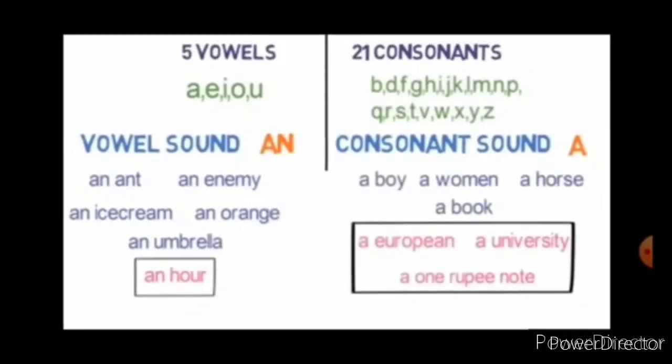Next, move on to the next indefinite article, a, with examples. See here: a boy, a singular noun, a woman, a horse, a book. Look at the next example that was highlighted there: a European. It should be pronounced as "European", so a yu sound is there. And a university. And a one rupee note: it is not pronounced "one" but "won", so a w sound is there. Those are all the examples of the indefinite articles a and an.